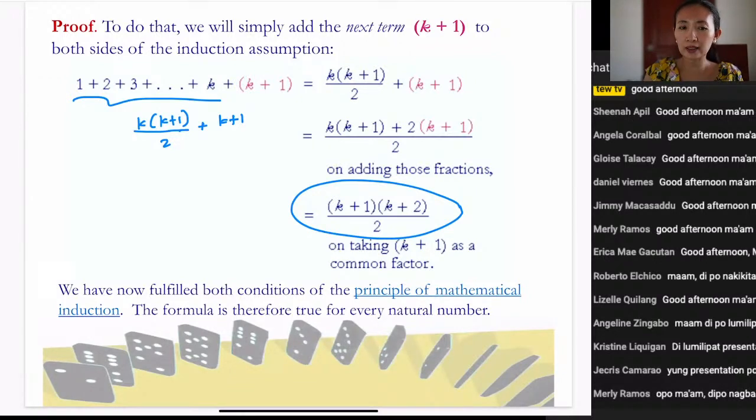Or, better yet, you work on the more complicated side, simplify it until it is equivalent to the other side of the equation, or to the right side. So, pwedeng work on the left side, make it equal to the right side, or work on both sides, manipulate both sides, and make the left and the right side equal. So, in this case, I prefer working on the left side. Make it equal to the right side. So, let me make use of another paper.